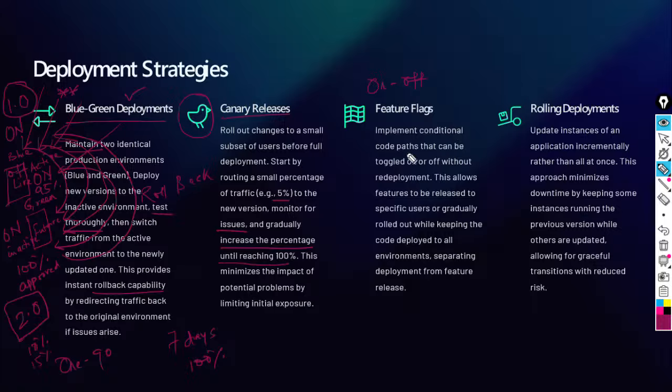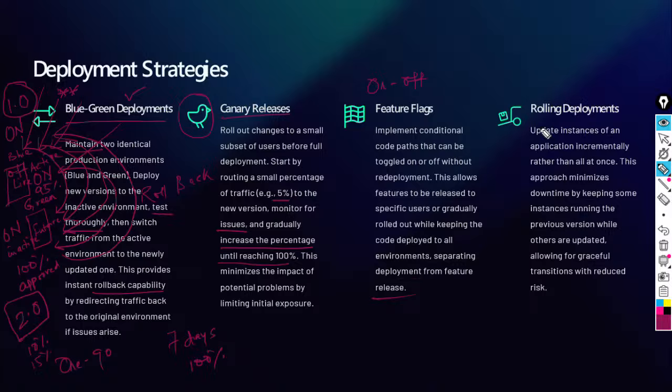Feature flag, as I told you, on and off. Implement conditional code paths that can be toggled on or off without redeployment. This allows features to be released to specific users and gradually rolled out while keeping the code deployed to all environments, separating deployment from feature release. This is not that popular because you have to be very controlled. Your mechanism of deployment has to be very strict and very much organized. Otherwise, this cannot be taken care of. It takes a lot of expertise.